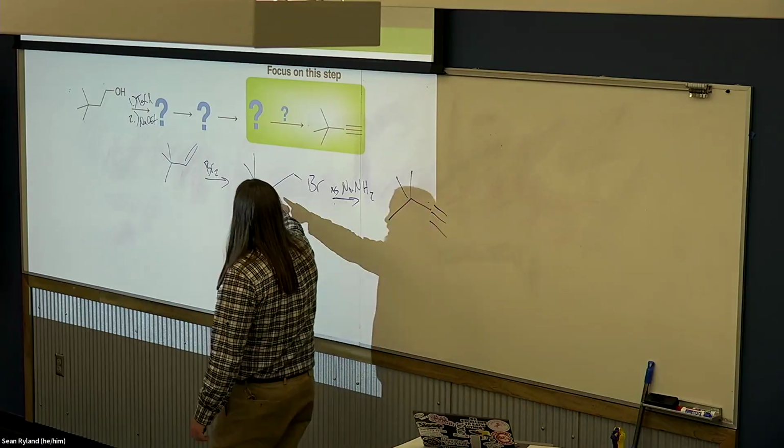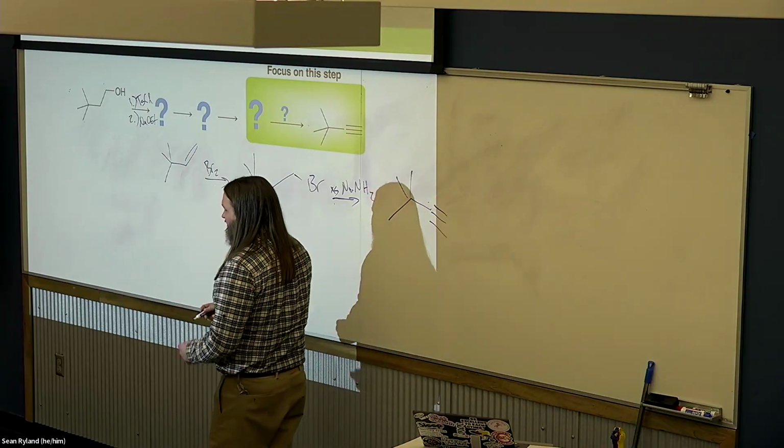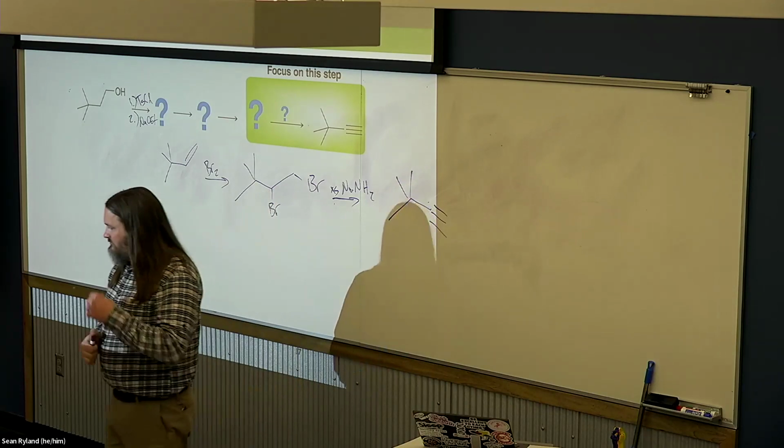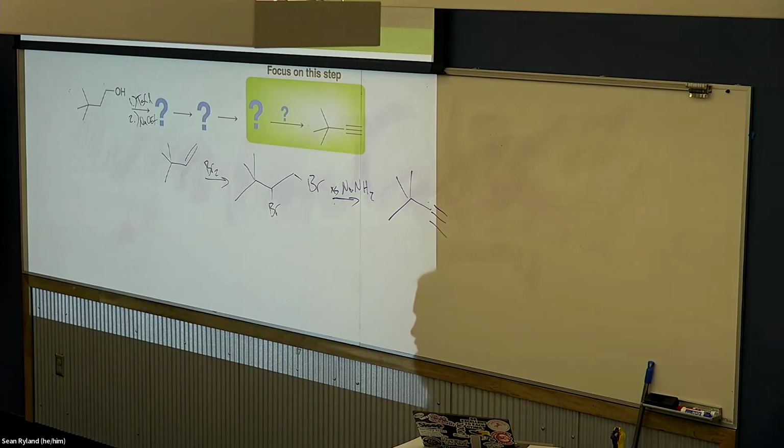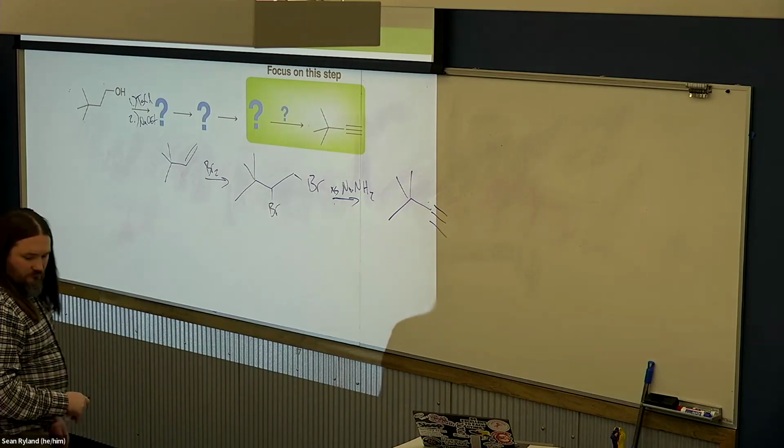So the intermediate just looks like you pulled one of the bromines off. See how from here to here, all you do is pull one of the bromines off and add the bond. Do you see that? Okay, so then you're just going to do it again.